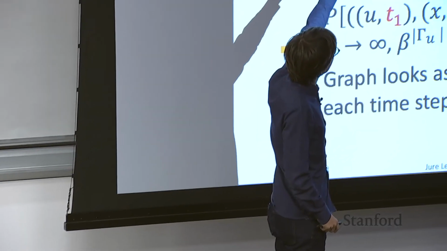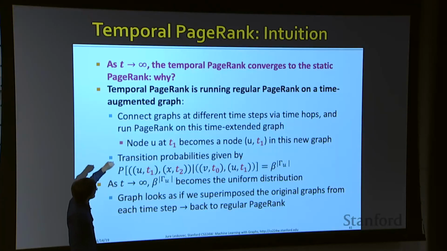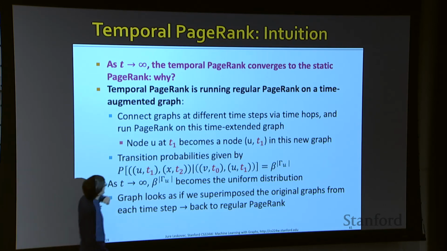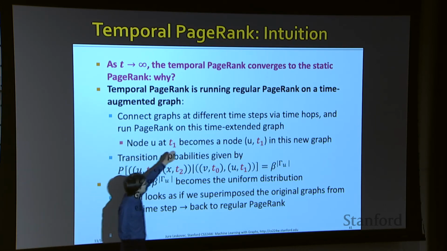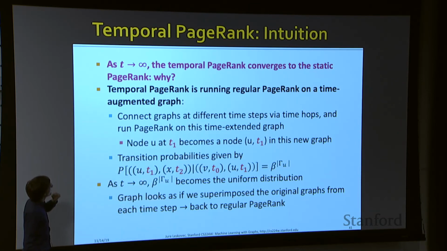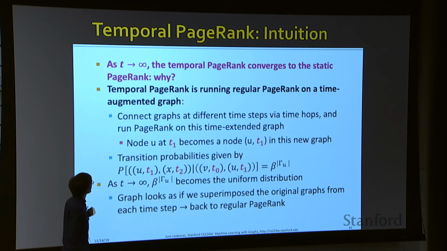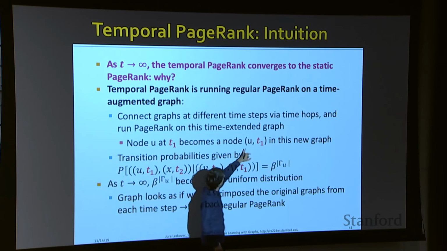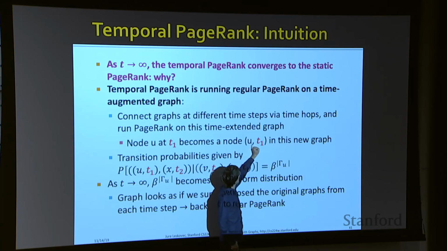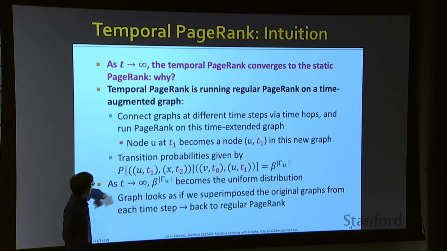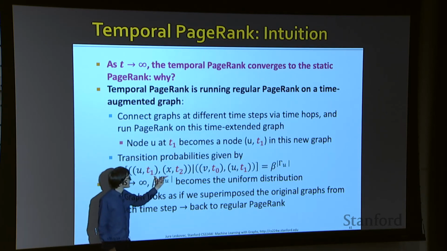So the way to think of this is that temporal page rank will be like running a real page rank on a time augmented graph. And I will define this in the next slide, where basically we will connect graphs at different time steps via what we will call time hops and run page rank on this time extended graph, right? So node u at time one will become a node that is defined by node and time in this new graph. And the transition probabilities will be defined as I said before, right?